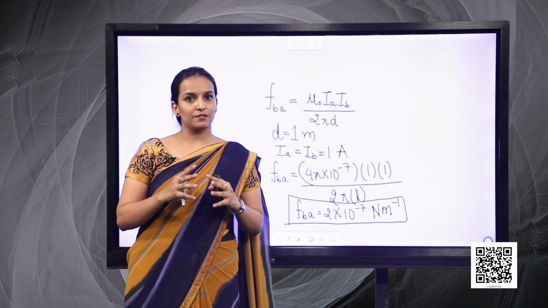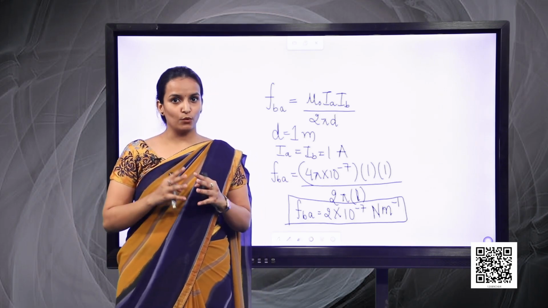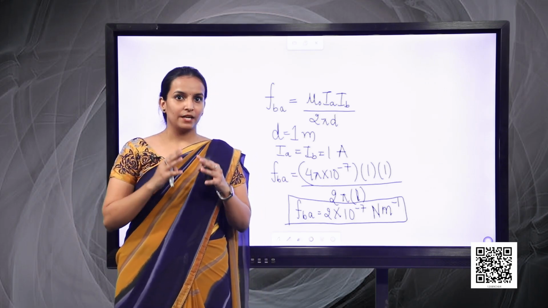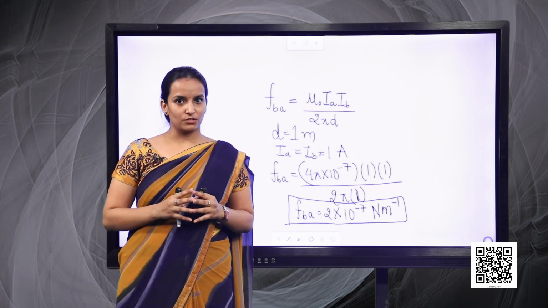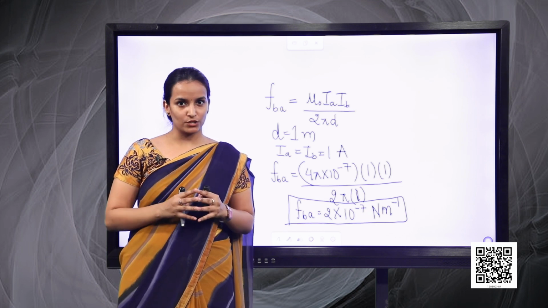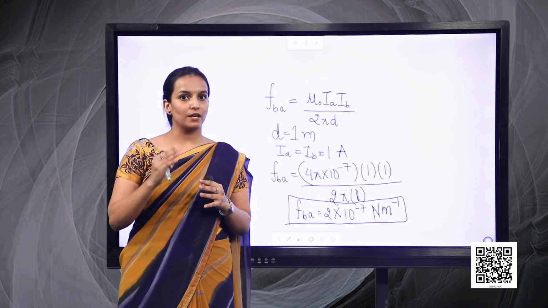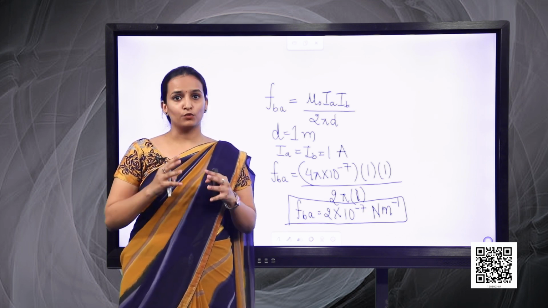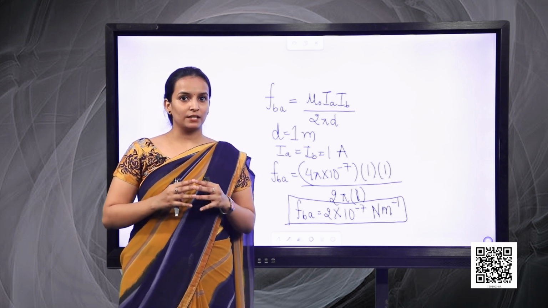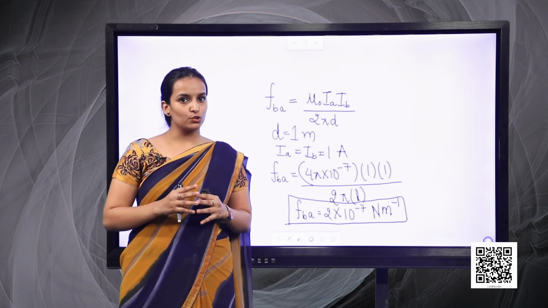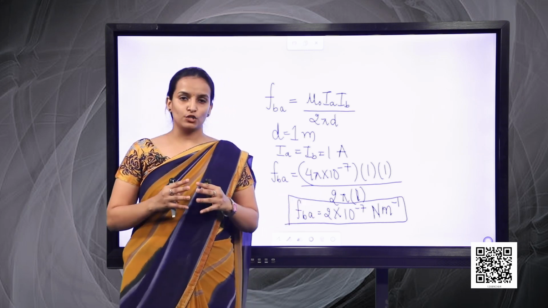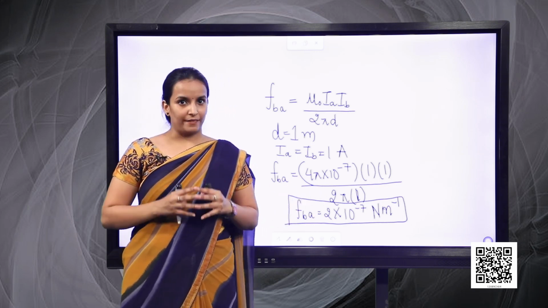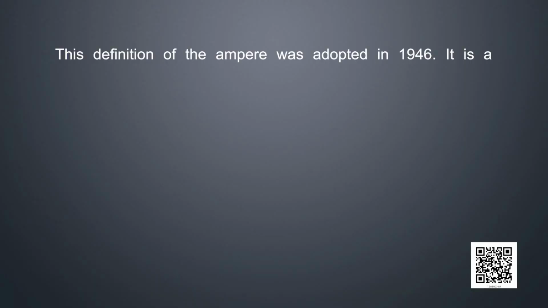The ampere is the value of that steady current which, when maintained in each of the two very long, straight, parallel conductors of negligible cross section and placed 1 meter apart in vacuum, would produce on each of these conductors a force equal to 2 multiplied by 10 raised to the power minus 7 newtons per meter of length. This definition of the ampere was adopted in 1946.